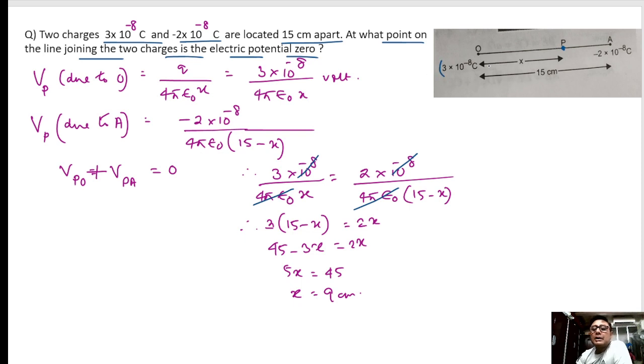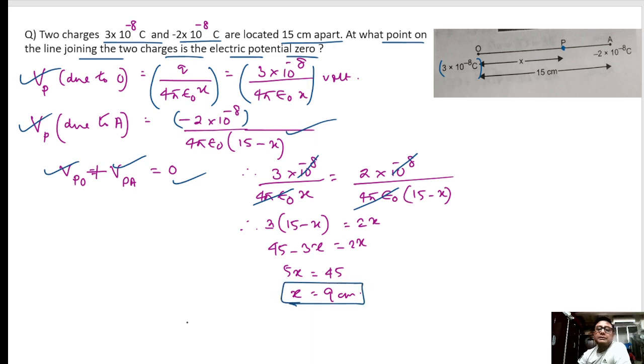So due to the positive charge, the potential at P will be this much volt, and due to the charge at A, this is the charge, the potential is this. Now for the potential 0, this should be equal to this, total potential should be 0. So on calculating and cancelling the common terms, we calculate x is coming 9. That means at a distance of 9 centimeter from O, the potential due to the charge this and this will be 0.